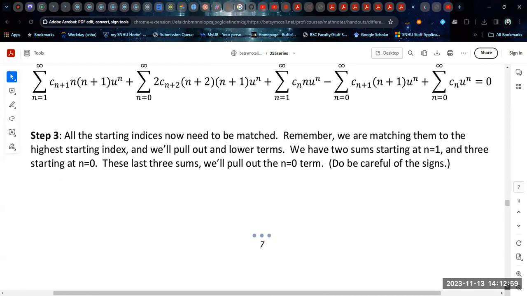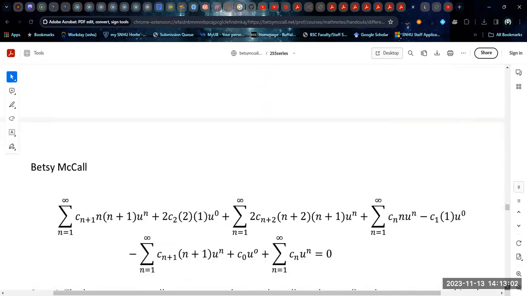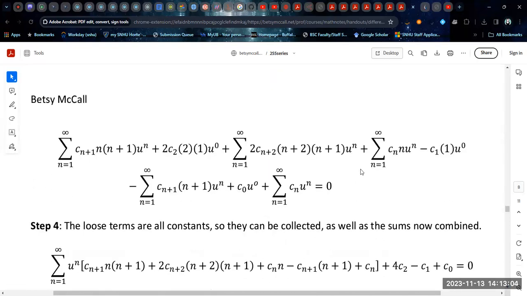And then the next thing, of course, is to match our starting values. Since the largest starting index is n equals 1, all the ones that start with 0, we're going to pull out a first term. So this one started at 1, so we don't have to do anything. This one had started at 0, and so we're going to pull out the 0th term by plugging n equals 0 into our formula, and then just rewriting the rest of the series as the summation.